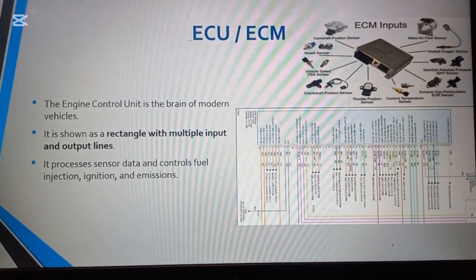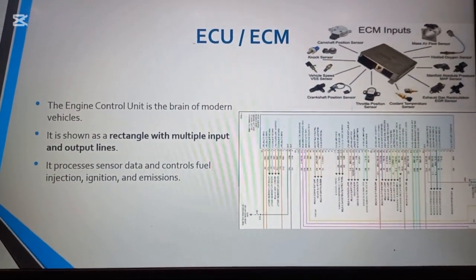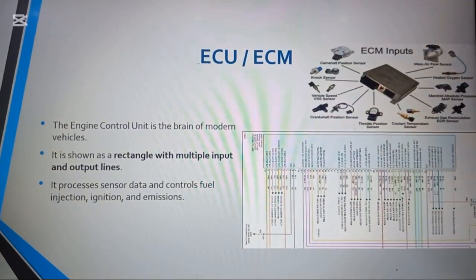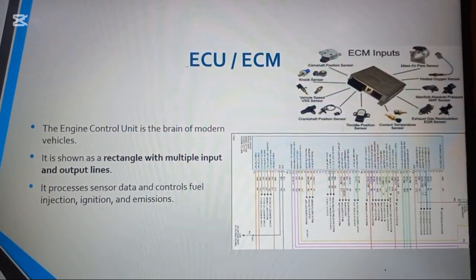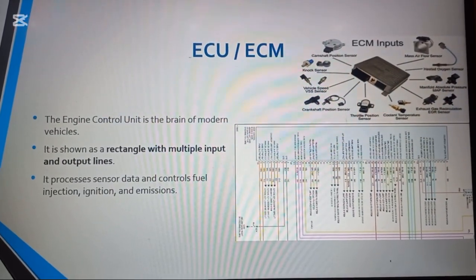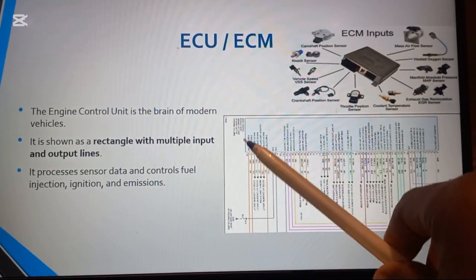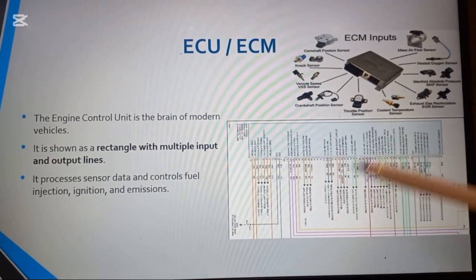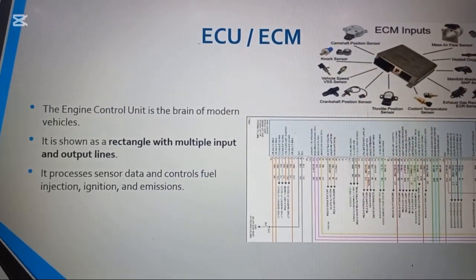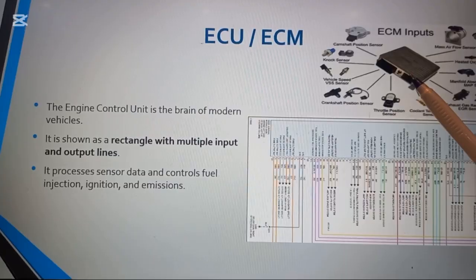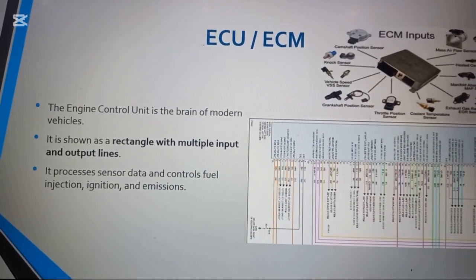We have ECU, ECM, and other controls. We have TCU, battery control, we have a lot of controls. The engine control unit is the brain of modern vehicles. It is shown as a rectangle. This is the rectangle in the schematic, with very many wires going out, and it will show you where they are going. But here in the normal case, you'll see this is the ECU, and here they are trying to show you which sensors are connected to it.